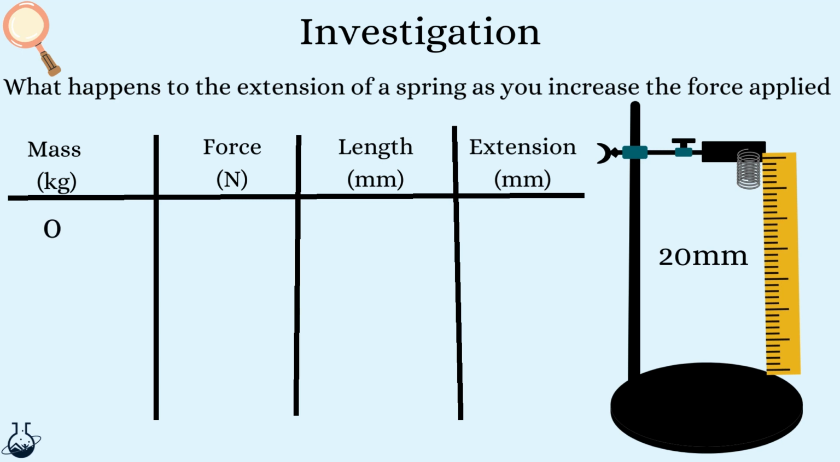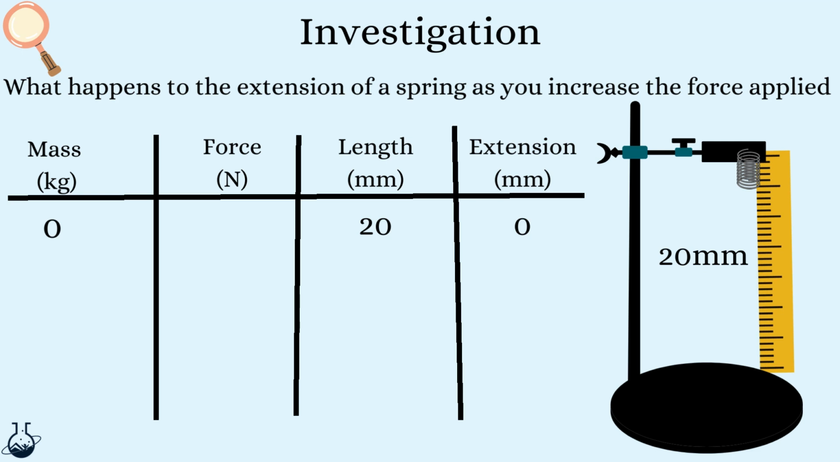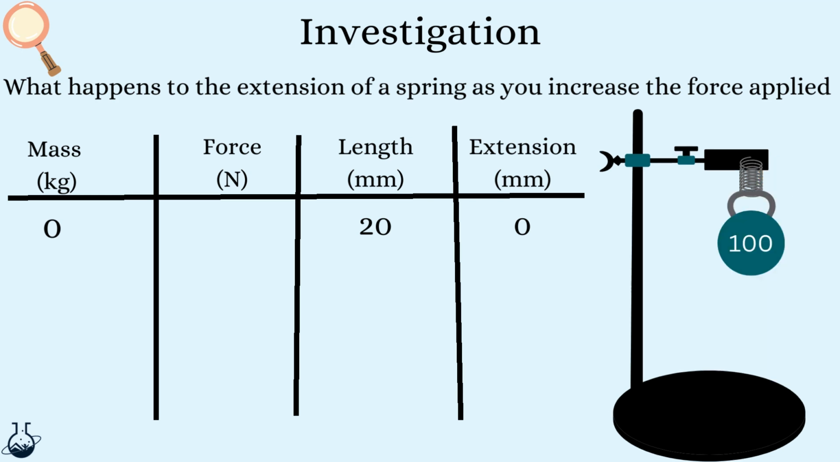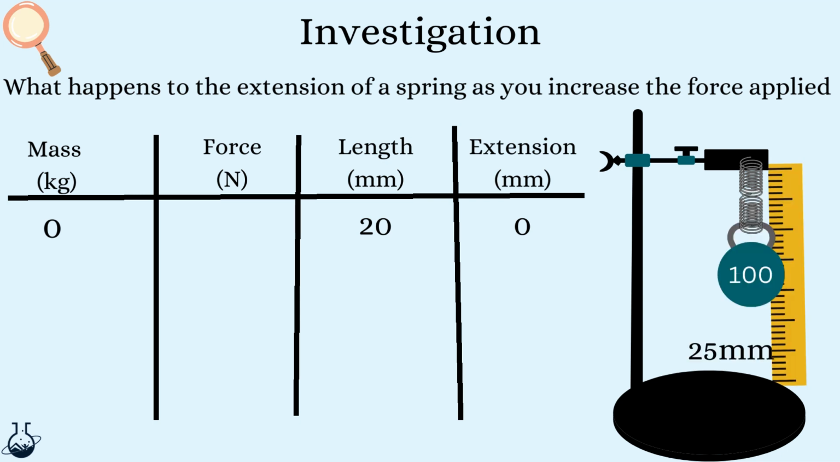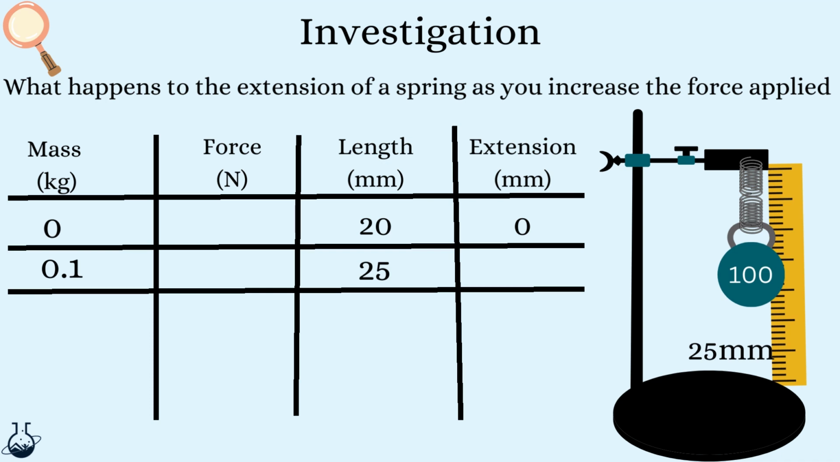So with 0 grams of mass on the end of my spring, its length is 20 millimeters. This is what I will refer to as my unloaded length. And there is 0 millimeters of extension as it has not yet been loaded with any force. Next, I will hang 100 grams of mass on the end of my spring. Then use my ruler to measure and record the mass in my results table like so. So with 100 grams of mass, my spring stretched to 25 millimeters.